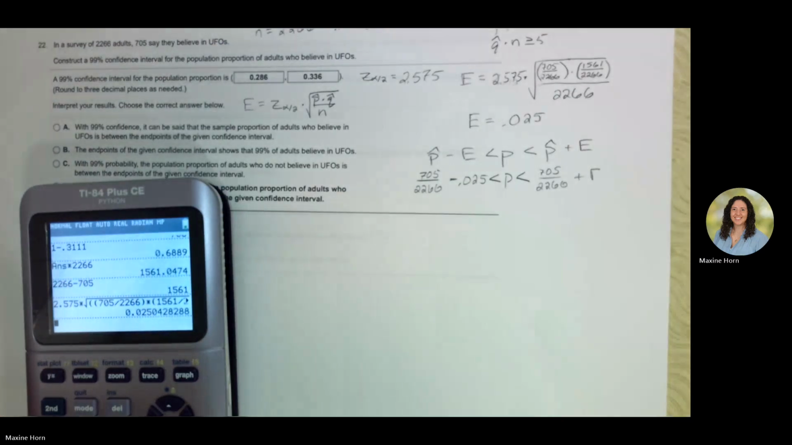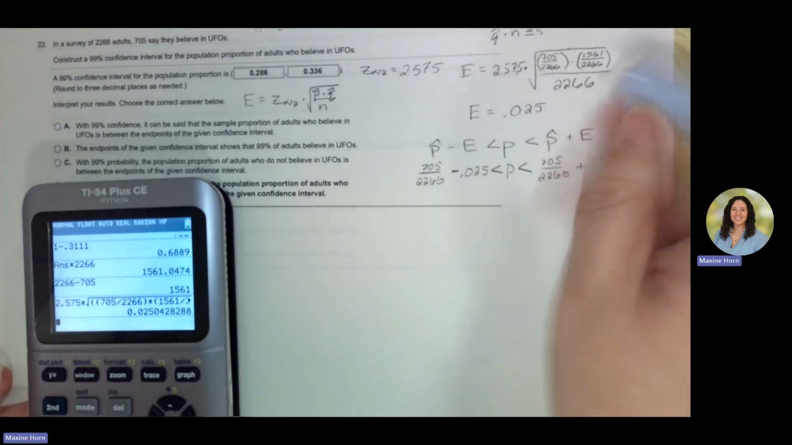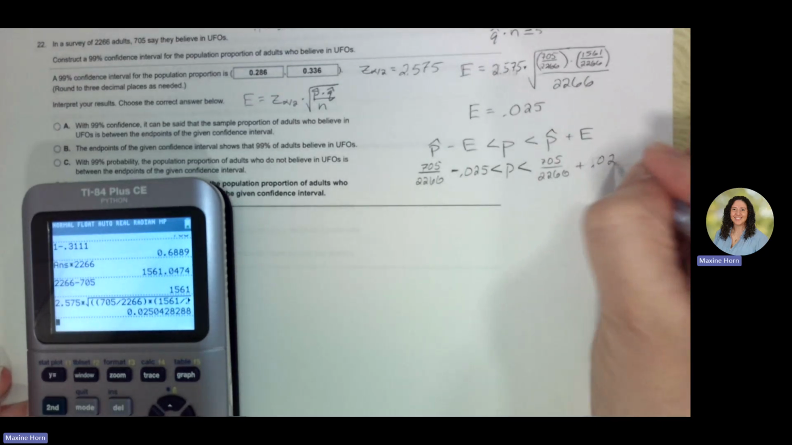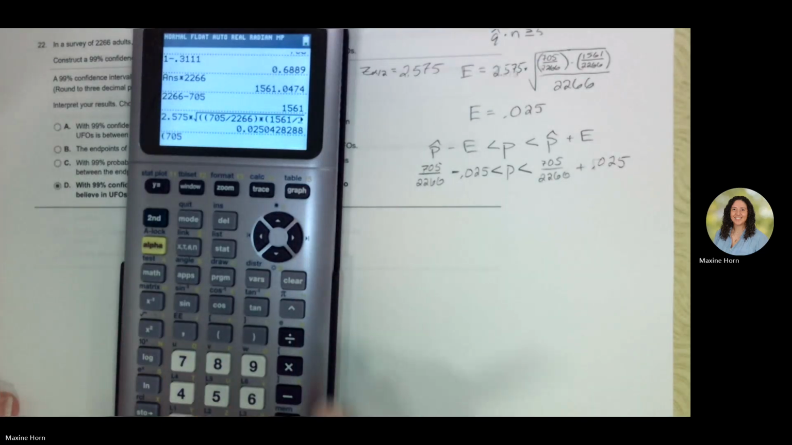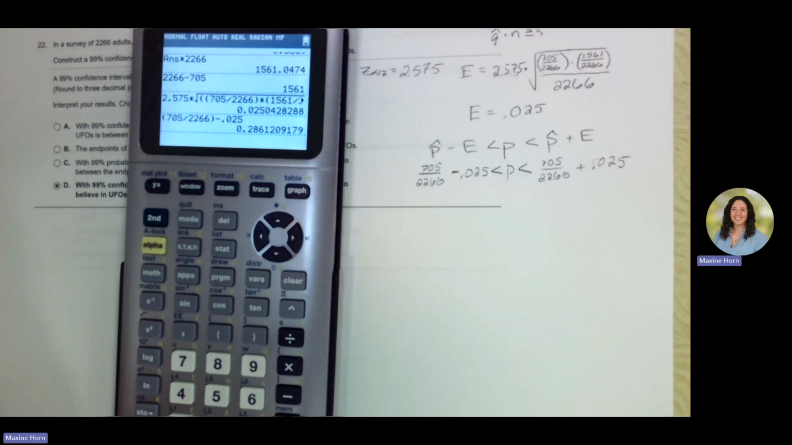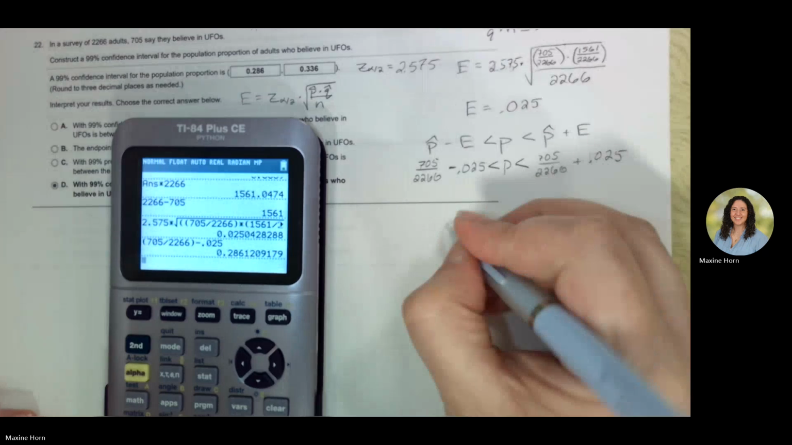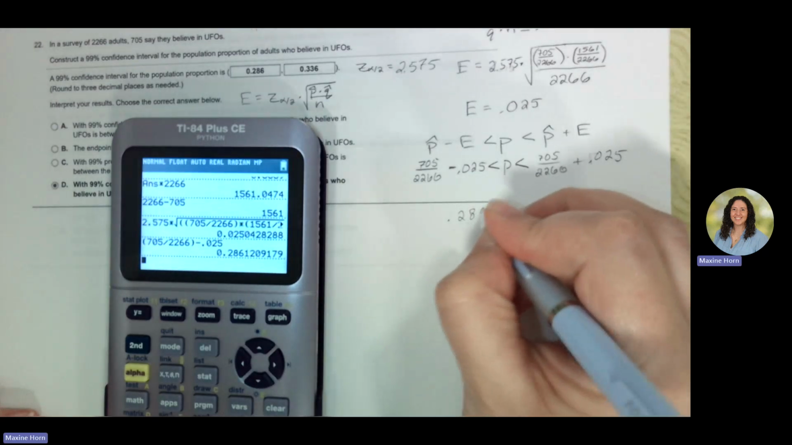Oops. We just found the error. That's what we're plugging in, 0.025. Okay, so we're getting 0.286.